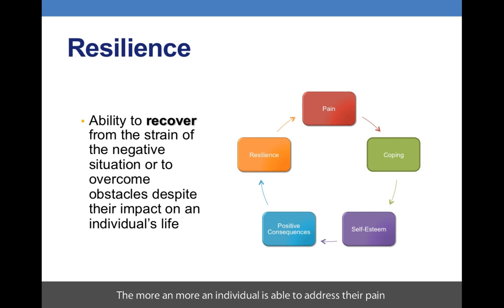The more and more an individual is able to address their pain in positive ways, the greater accumulation of resiliency they will have. The more supportive their environment or family system becomes, the more likely they are to be able to remain in the coping cycle or to successfully leave the compulsive cycle.